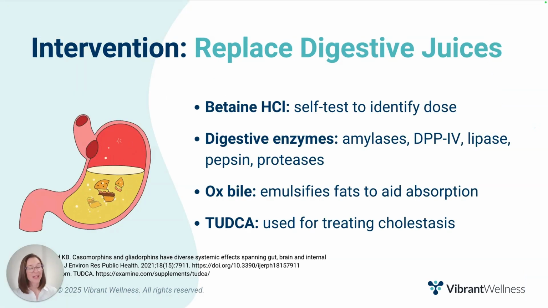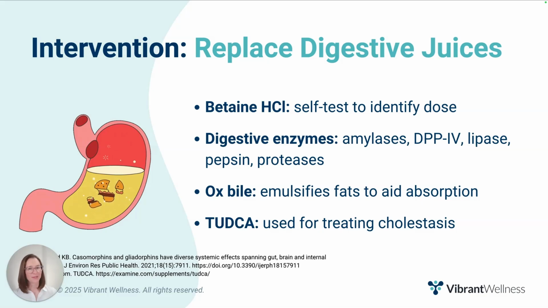Lots of ways to replace digestive juices. You can do betaine HCl and use self-testing to identify the dose, which is the dose right before you get the burning. You can also use digestive enzymes like amylase, lipase, pepsin, proteases. I often use DPP-4 for patients with gluten or dairy sensitivity because it does help break down gluteomorphin and casomorphin. If food sensitivity testing shows broad reactivity, I also choose blends that cover all major food intolerances.